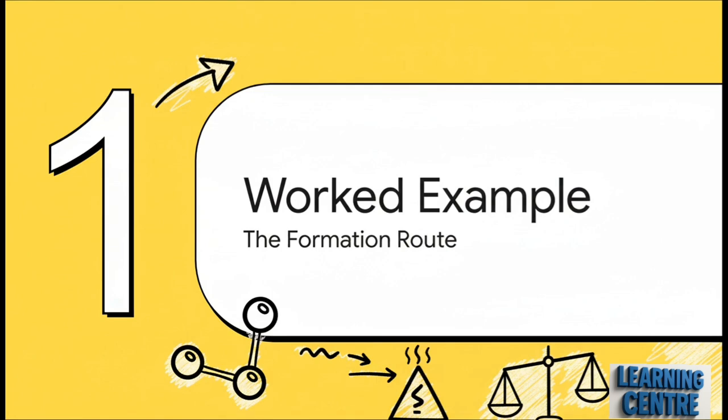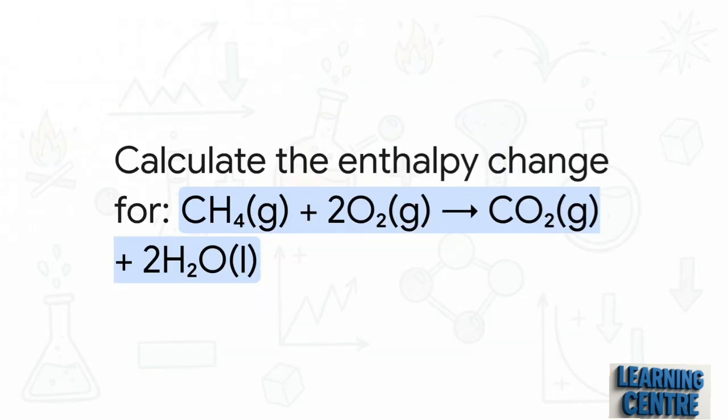All right, enough theory. Let's put this into practice. We're going to walk through a real-world example and calculate the energy change for a very common reaction, all using the formation route. So here's our goal. We want to find the enthalpy change when 1 mole of methane, the main gas in natural gas, burns completely in oxygen to make carbon dioxide and water. This is the reaction that happens in your gas stove every single day.